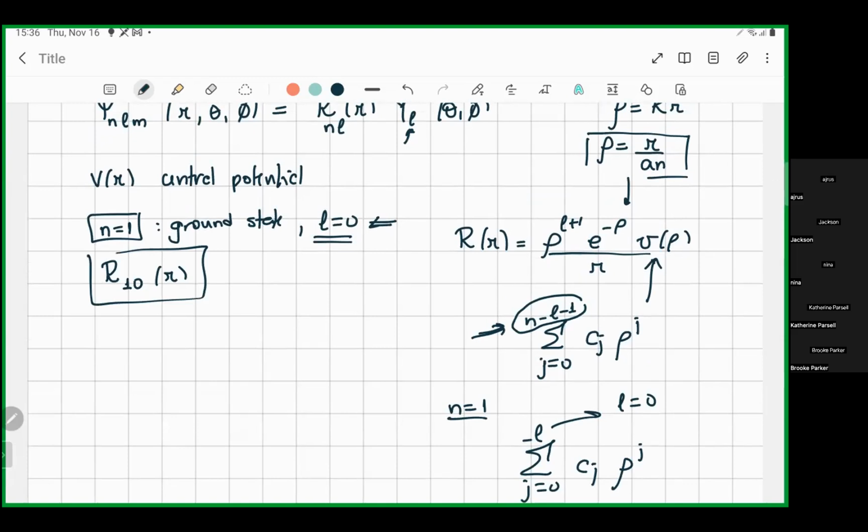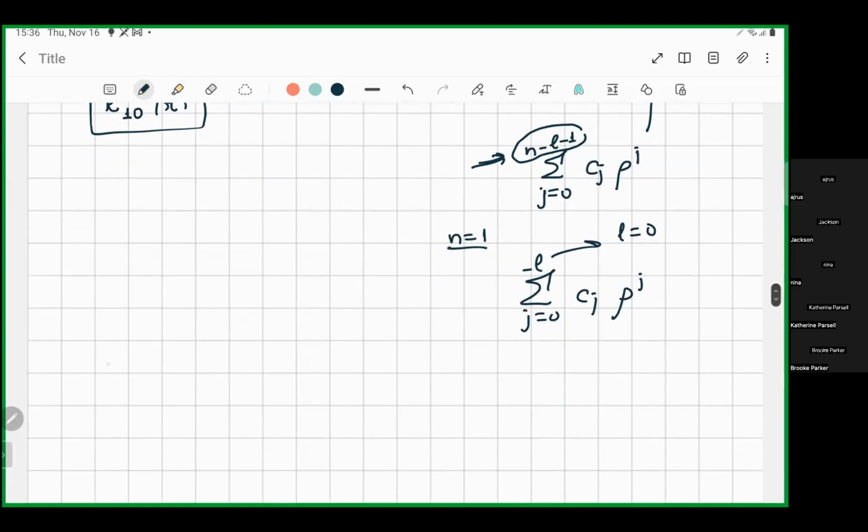What we are going to do today is, let's look at now the first excited state. The first excited state is n equal to 2, which means the energy now is E1 over n squared. So this is E1 over 4.